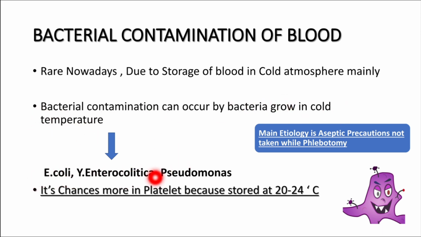So such bacteria are E. coli, then Yersinia enterocolitica, and Pseudomonas. These three bacteria can grow in the cold temperature as well. But still, you might have questioned why bacterial contamination occurs in the blood. It will occur while doing the blood collection. So it can happen if you have not properly cleaned the phlebotomy site, if you have not taken aseptic precautions, then you can have bacterial contamination. So always clean your collection site properly with the antiseptic solution. Otherwise bacterial contamination can occur, and the bacterial contamination is common in platelets because the platelets are stored at 20 to 24 degrees, which will provide a favorable atmosphere for the bacteria for the contamination and the growth. So that is the bacterial contamination of blood.